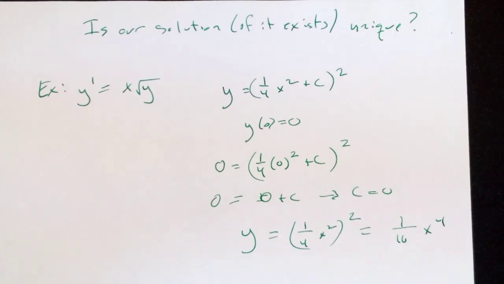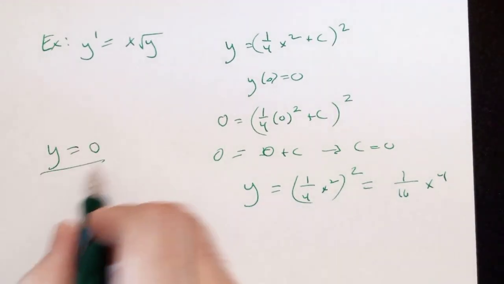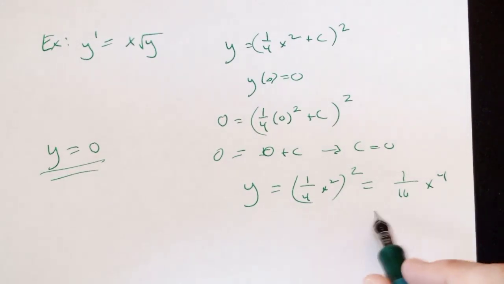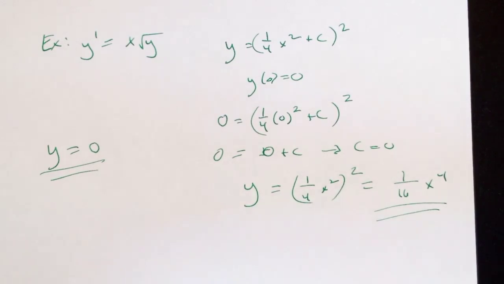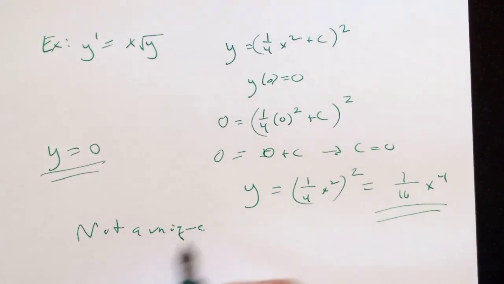That's a solution. But I know it's not unique because we already said that it's also possible just to use the equation y equals 0. So there are two different solutions that both work and both go through the point 0, 0. So I found a solution, but it's not unique. That's not nice.